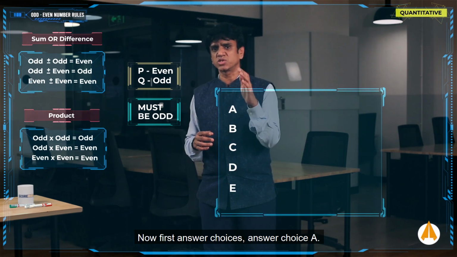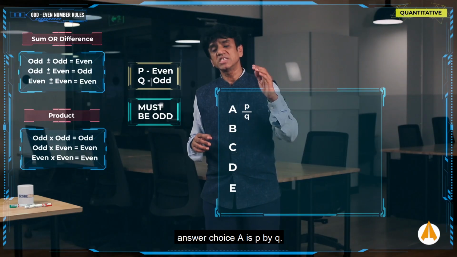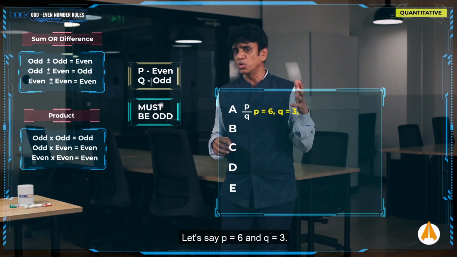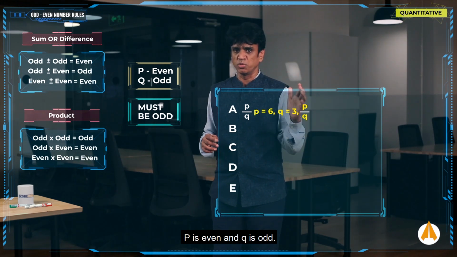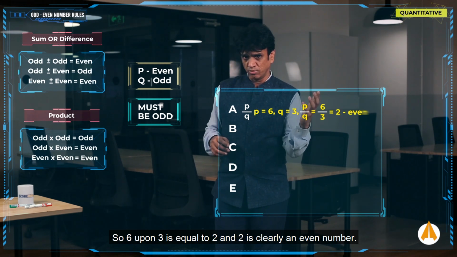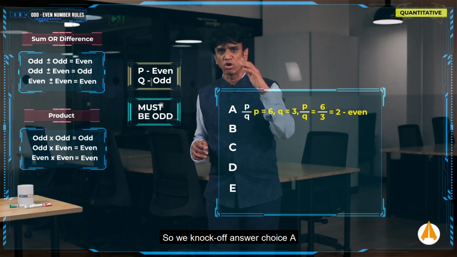Now first answer choice A. What is answer choice A? P by Q. Answer choice A is P by Q, right? Let's say P is equal to 6 and Q is equal to 3, right? P is even, Q is odd. So 6 upon 3 is equal to 2, and that is clearly an even number. It's not an odd number, right? So we knock off answer choice A.